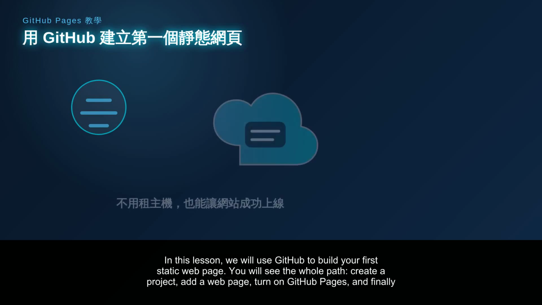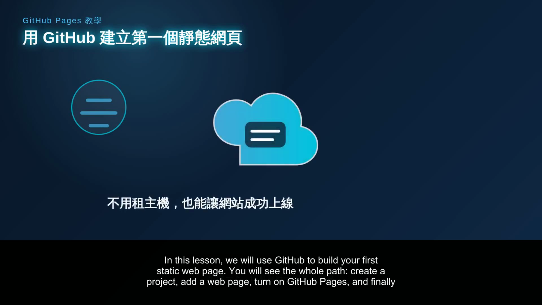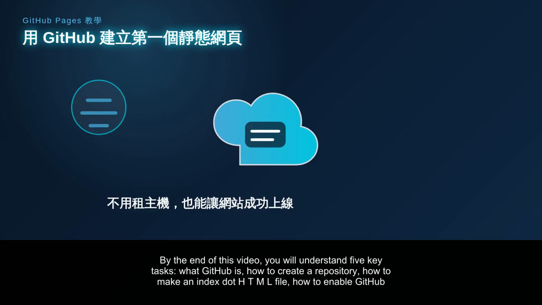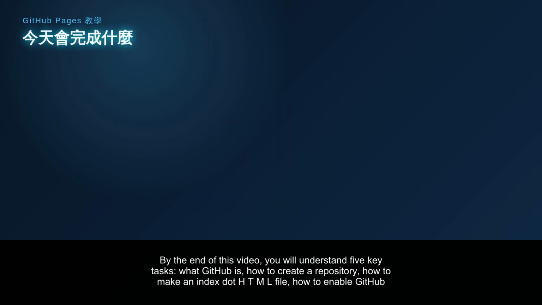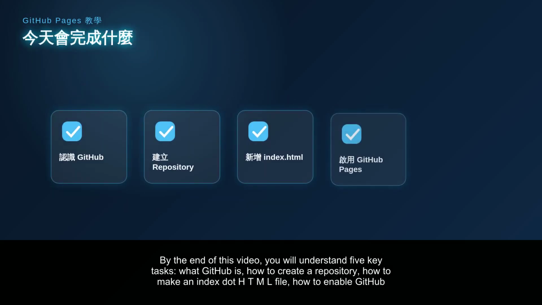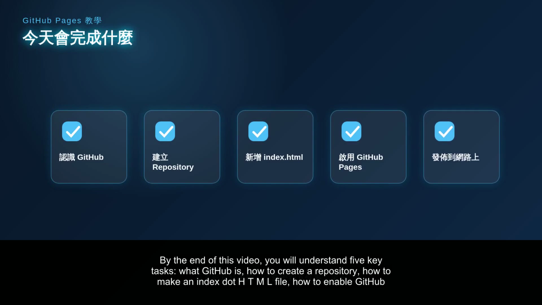In this lesson, we will use GitHub to build your first static web page. You will see the whole path: create a project, add a web page, turn on GitHub Pages, and finally open your public website in a browser. By the end of this video, you will understand 5 key tasks: what GitHub is, how to create a repository, how to make an index.html file, how to enable GitHub Pages, and how to confirm that your website is online.